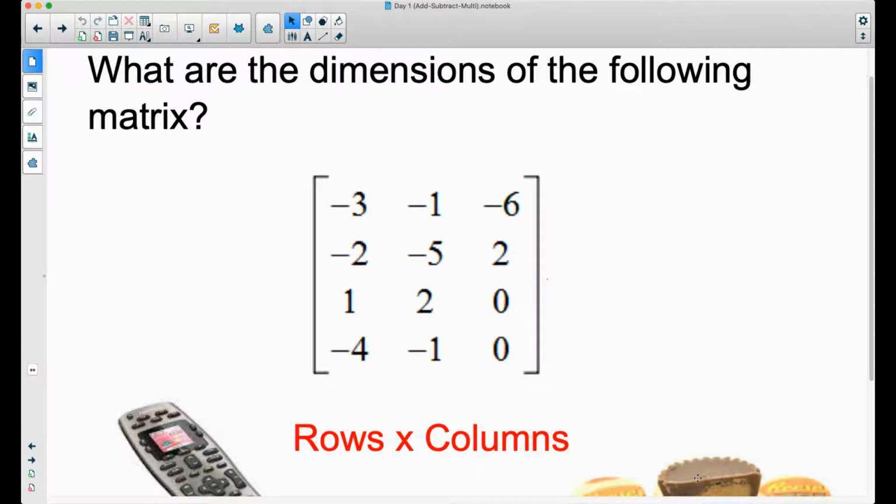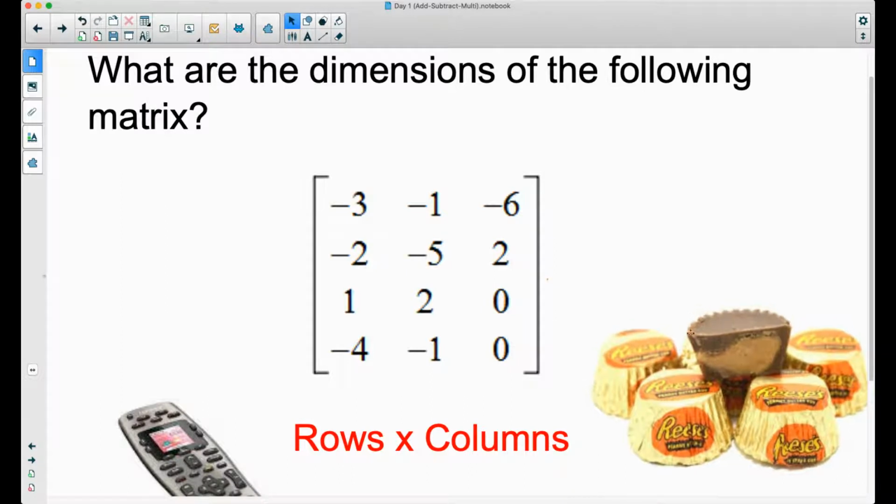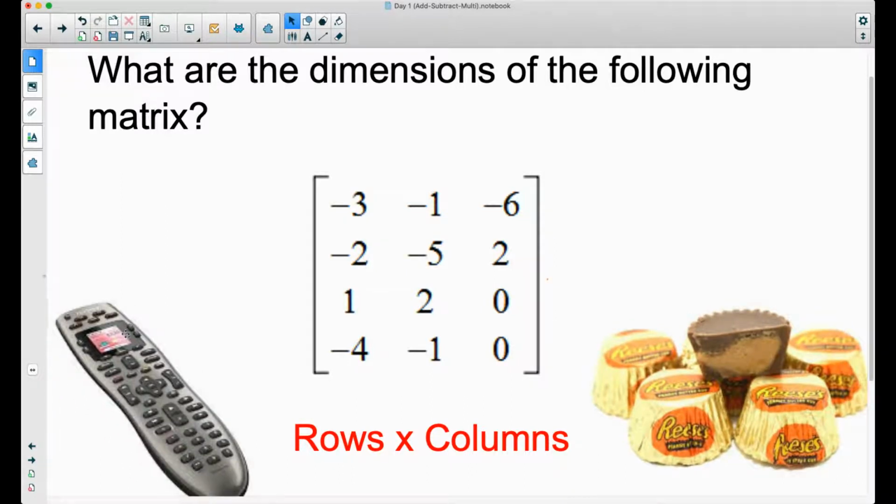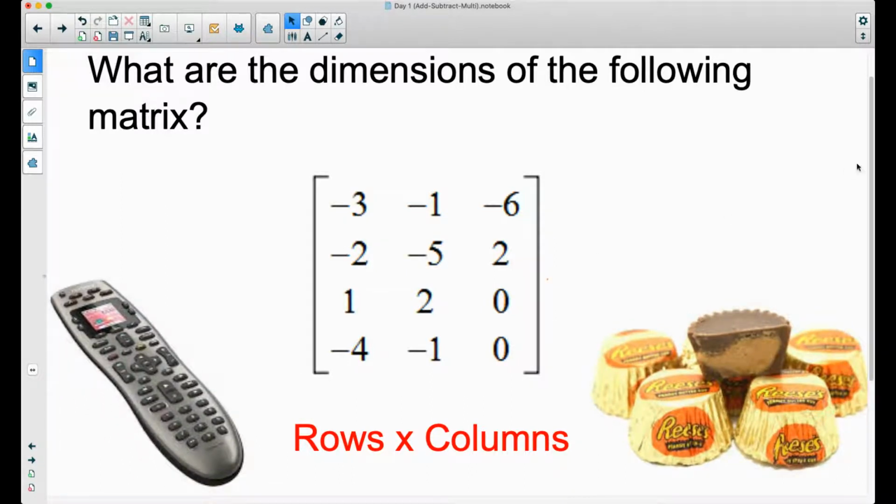So we are looking at the dimensions of a matrix, okay? You are always going to write your rows by your columns. I just have my Reese cups and my remote control on there because that helps you remember which one comes first, okay? Your rows and then your columns.